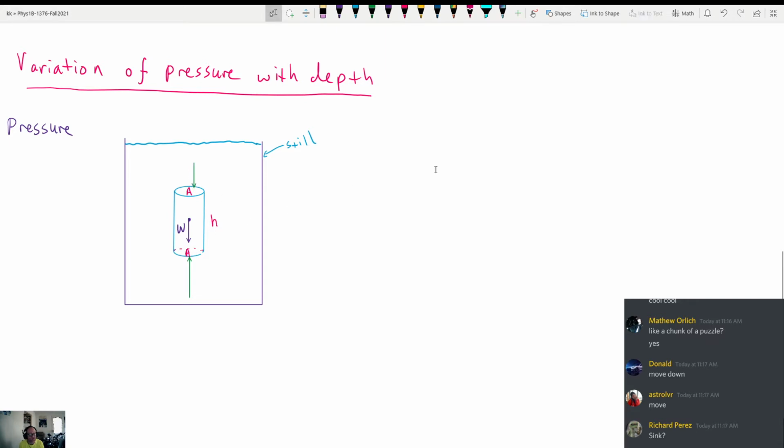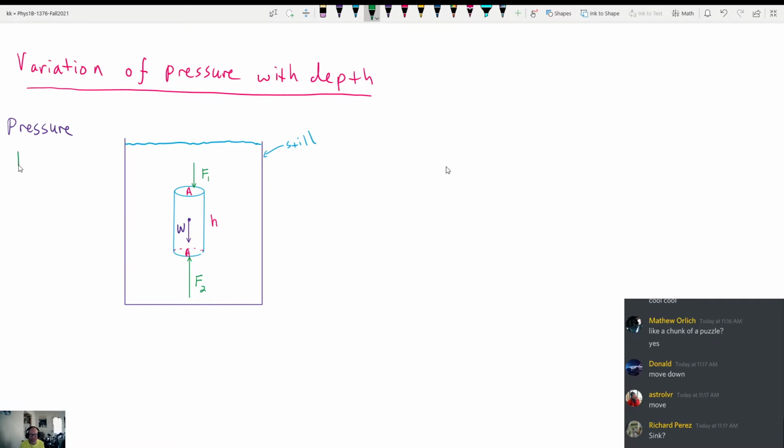Now, there will also be forces acting on the sides, okay? But let's just talk about these two for now. I'm going to call the force on the top F1. I'm going to call the force on the bottom F2. And again, I'm saying that these forces are coming from pressure.